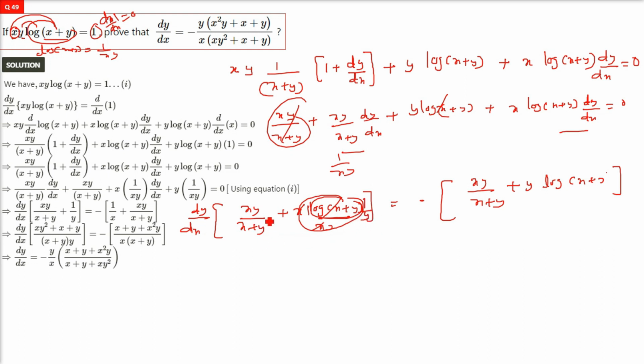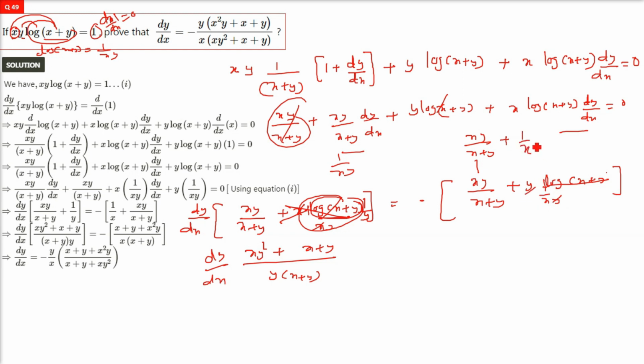And then let us solve this first. So xy square plus x plus y into x plus y dy by dx here. This also, so this xy by x plus y plus y. Now in place of log x plus y, replace it by y and x by. So only 1 by x will remain, because log x plus y we have taken from xy equals 1 by log x plus y. That is how we have replaced.